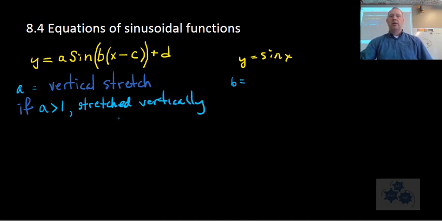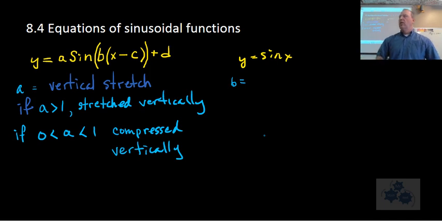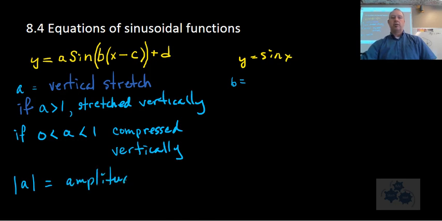And if a is between 0 and 1, I'm going to say it's compressed vertically. I just like to use those terms because a stretch is pulling apart, it's stretching it up, and a compression is like a squeezing down. So those are the terms I like to use, and that might help you remember. So a is the vertical stretch. The absolute value of a is the amplitude.